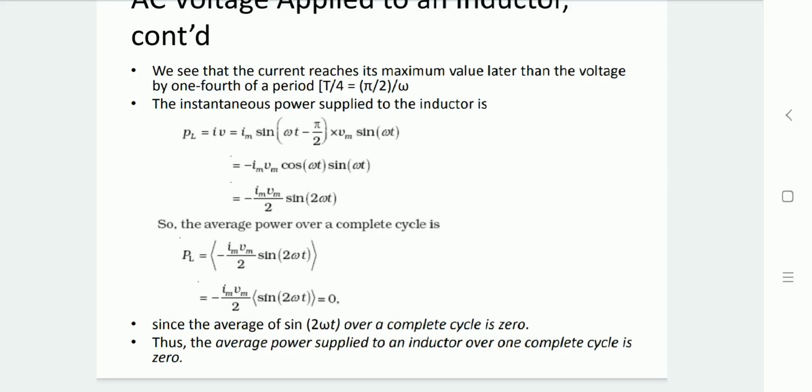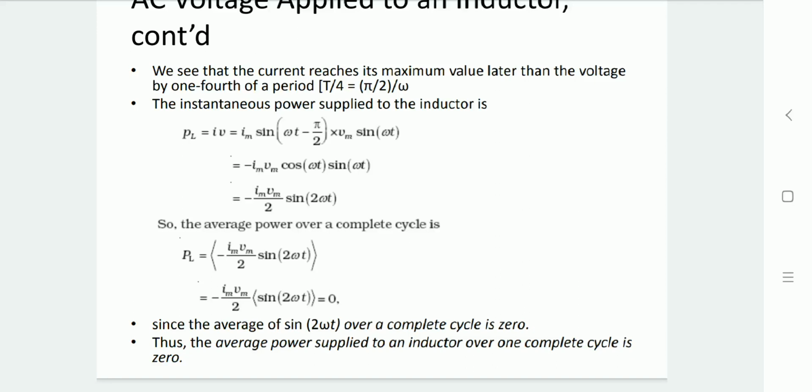So sin(omega t minus pi by 2) we can represent as minus cos. So minus Im Vm cos omega t into sin omega t, that is minus sin omega t into cos omega t. That sin omega t into cos omega t we can write in terms of 1/2 sin 2 omega t. So replace that value, and we have minus Im Vm by 2 sin 2 omega t.